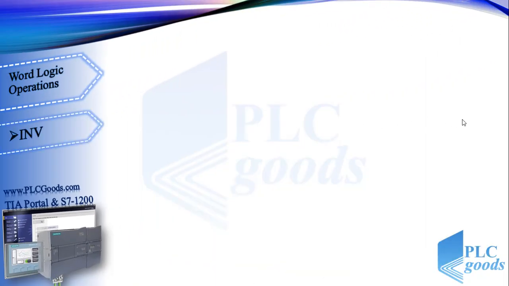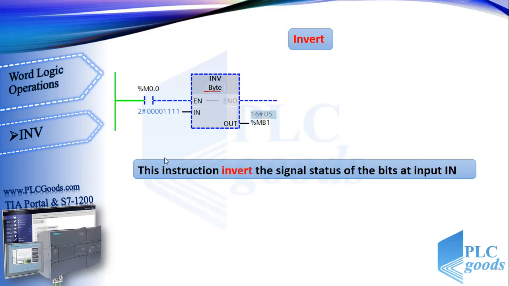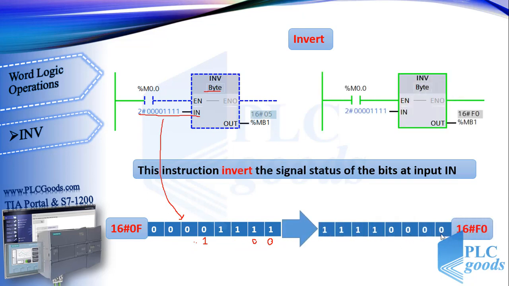Next instruction, invert, is very simple. Like previous instructions, here we must choose its input data type. This instruction inverts the signal status of the bits at its input. As you see, if we convert 1 to 0, and 0 to 1 for all bits, the invert of the 0F hexadecimal number will be F0.